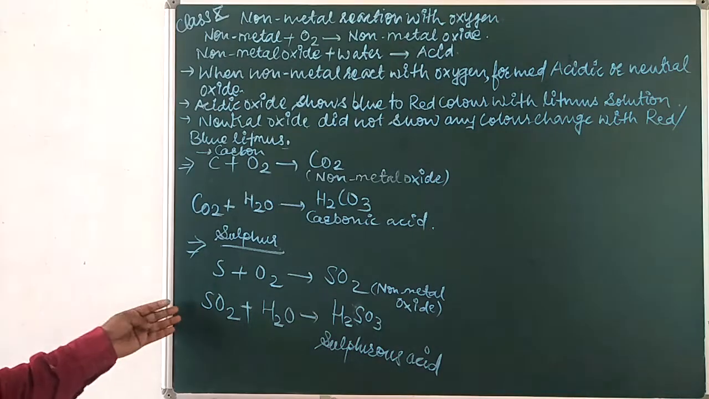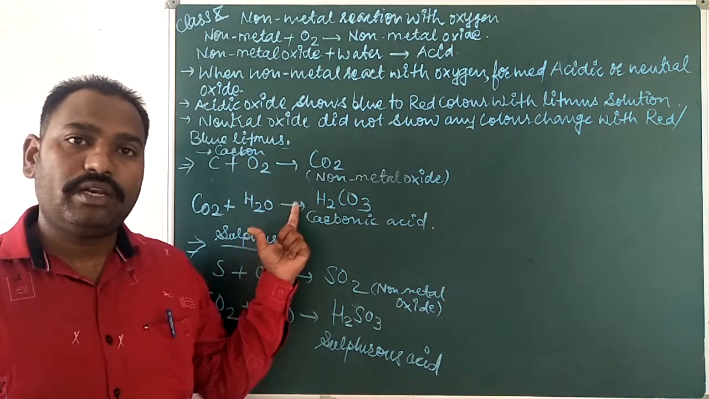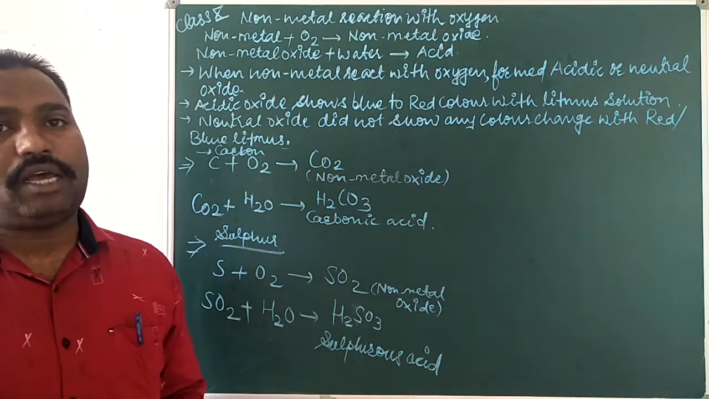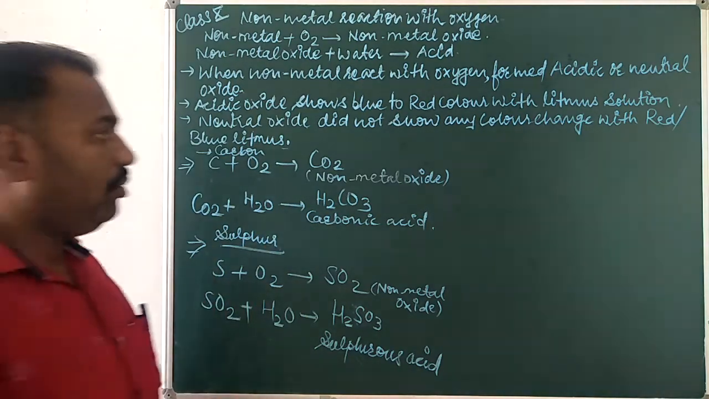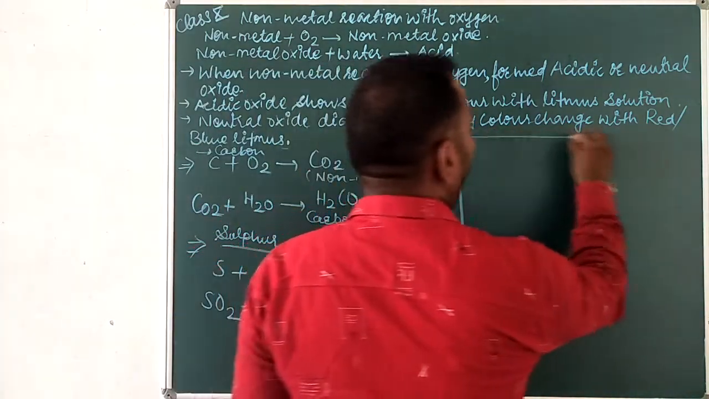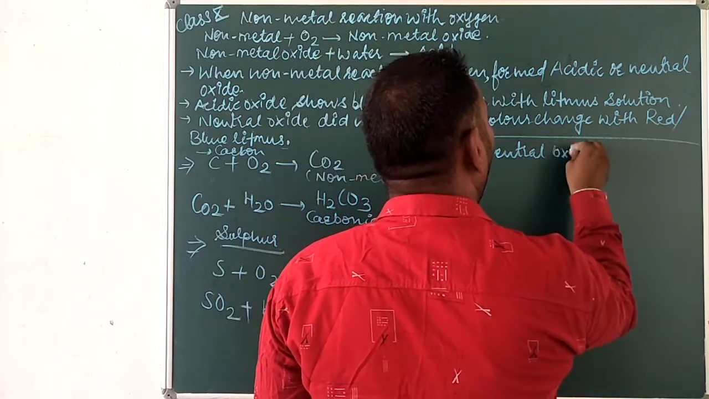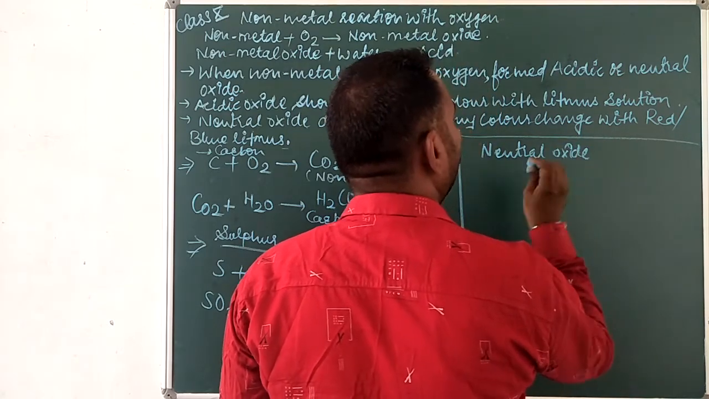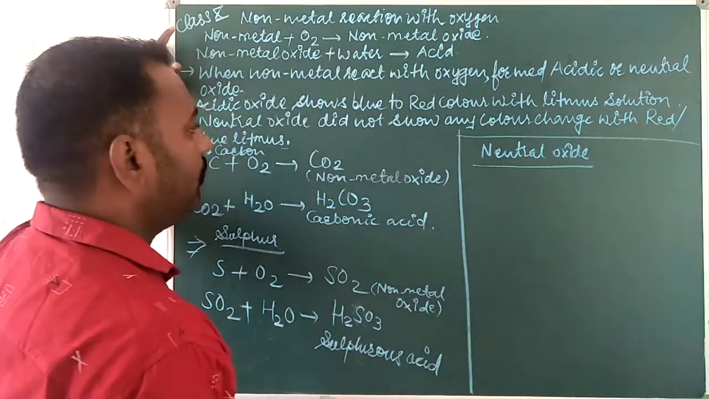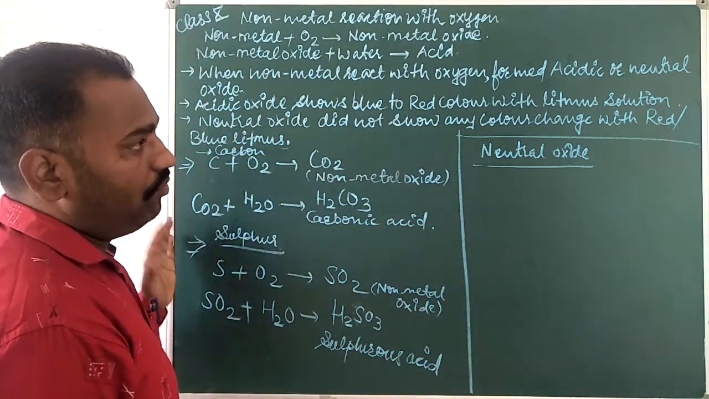So these are the examples of how non-metals react with oxygen to form non-metal oxides, and when these non-metal oxides react with water, they form acids. So these are the examples of our acidic oxides. Now we have to see some neutral oxides. I hope you are understanding, because I am now starting neutral oxides since acidic oxides we already completed.